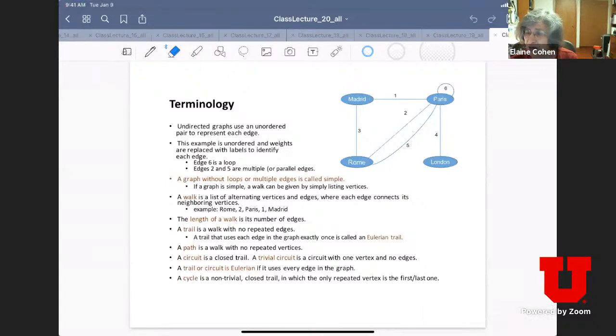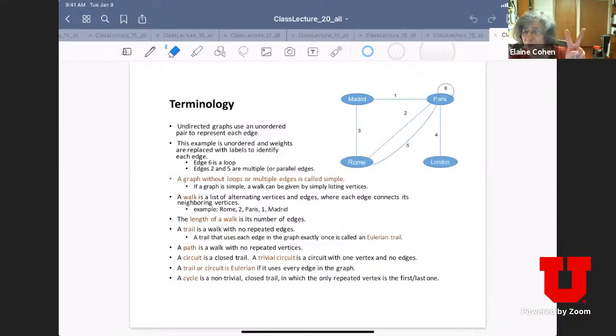Now, a trail is a special kind of walk. It's a walk with no repeated edges. So in this example, if I said Rome 3, Madrid 1, I'm sorry, Madrid 1, Paris 1, Madrid, that would be a walk, but it would not be a trail because I would have walked edge 1 two times. Okay, so a path is a walk with no repeated vertices.